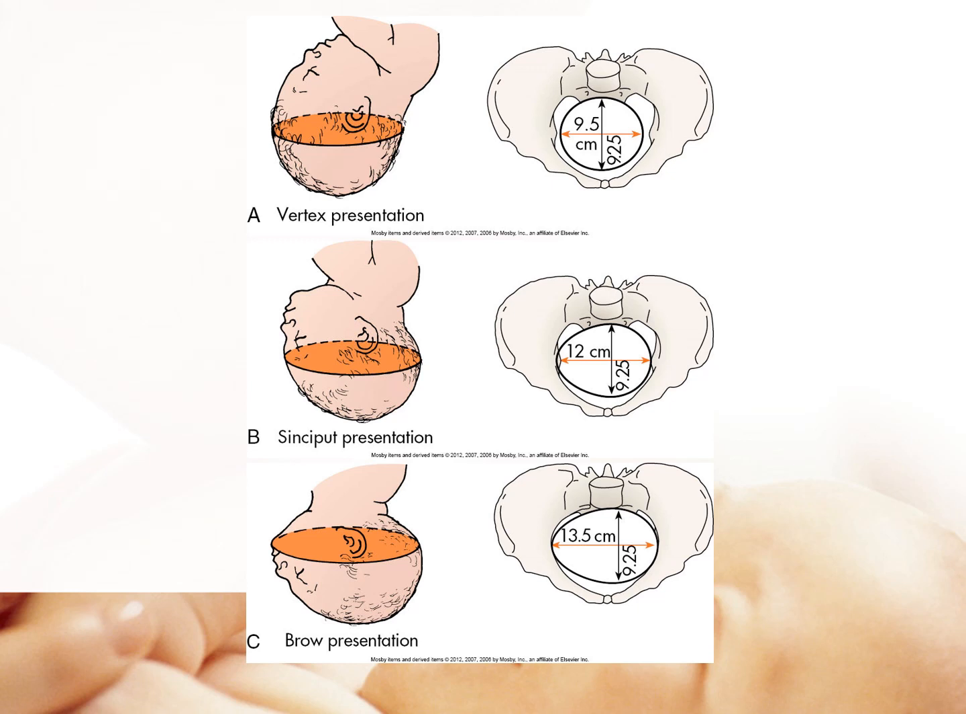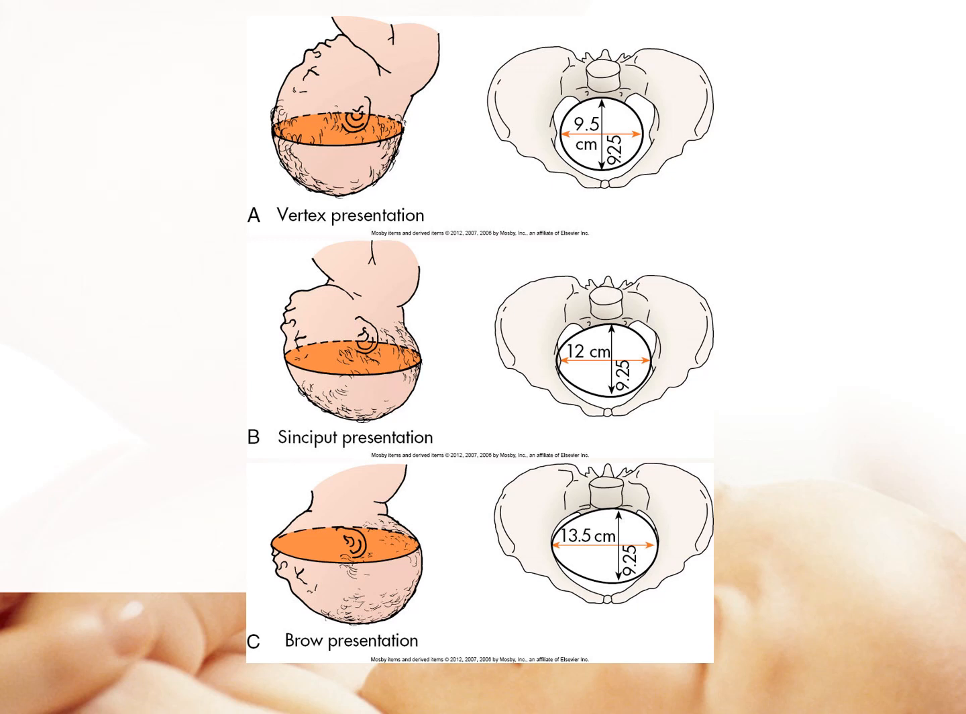So we'll talk a little bit about attitude. The top one there, the vertex, is ideal. And then the sinciput is where they're looking straight; we also call this a military presentation. And then, of course, the brow, where the head is hyperextended back. That's the widest fit, and a lot of babies don't come out with a brow presentation.